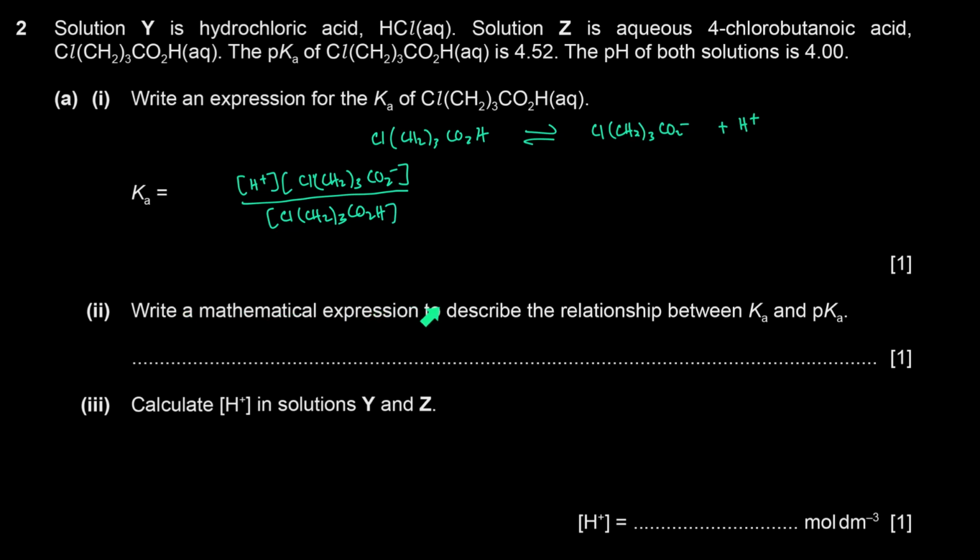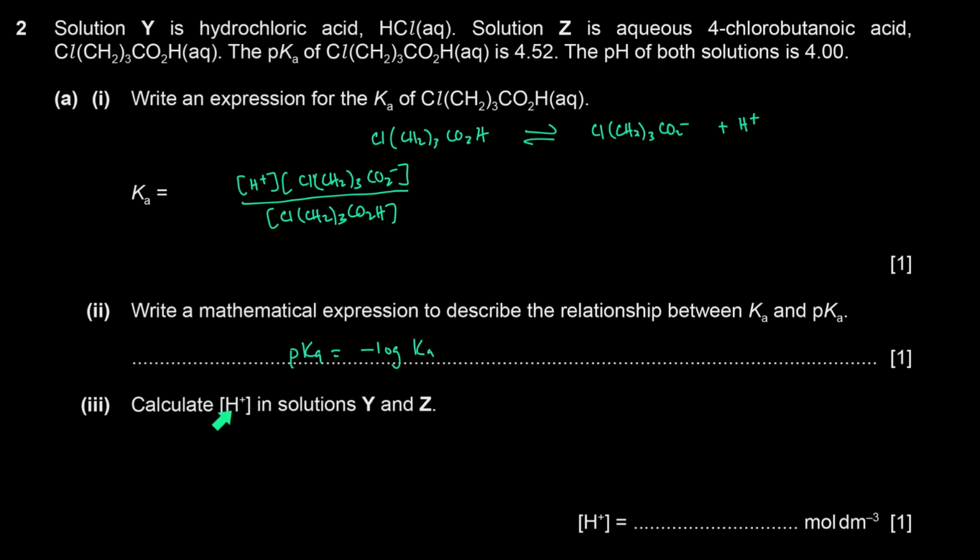Write a mathematical expression to describe the relationship between Ka and pKa. So what is pKa in terms of Ka? What does the P over here stand for, if anyone remembers? P over here simply means the minus log to the base 10 of Ka.